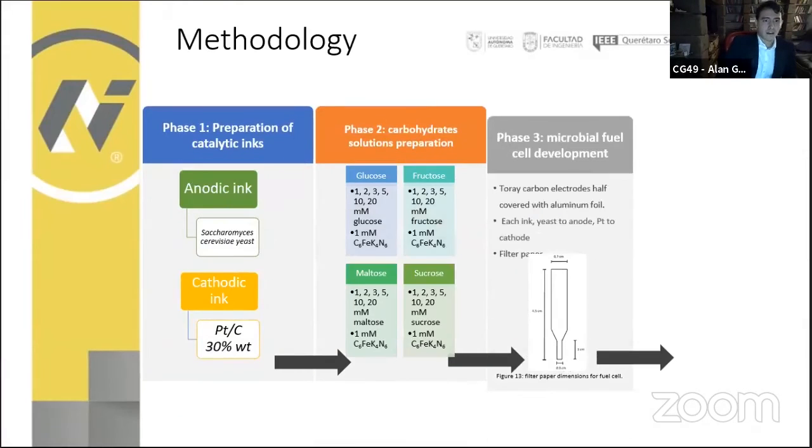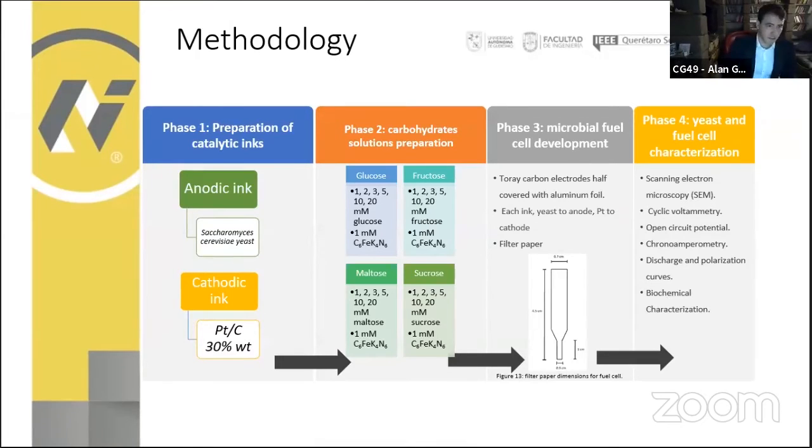Now, the methodology for this project was, we first developed 2 different catalytic inks. One is our anodic ink, which is the one that contains our yeast, Saccharomyces cerevisiae. As I said before, this yeast is the one that is going to be oxidizing our organic substrates. And in the cathodic ink, we include some platinum supported on carbon, which is going to be in charge of the oxygen reduction reaction.